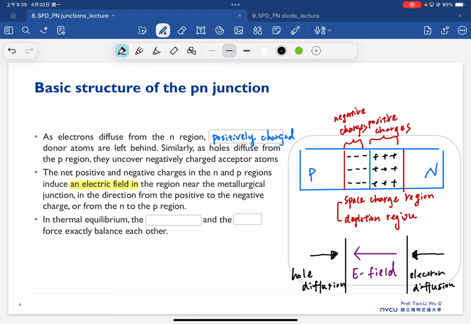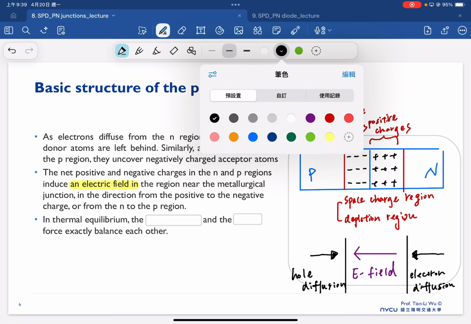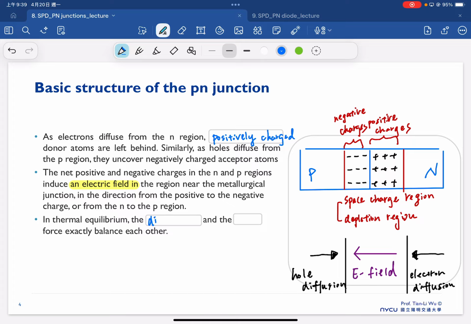We have an electron diffusion from the right to the left, and therefore this internal induced electric field, because of this space charge, will try to balance this electron diffusion. So under the equilibrium case, the diffusion force and the electric field will exactly balance with each other.